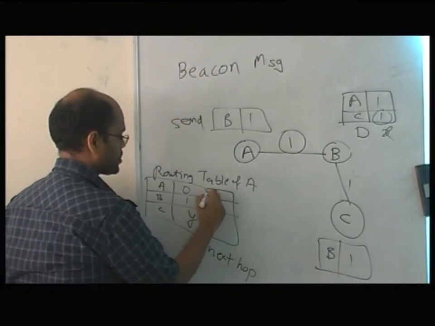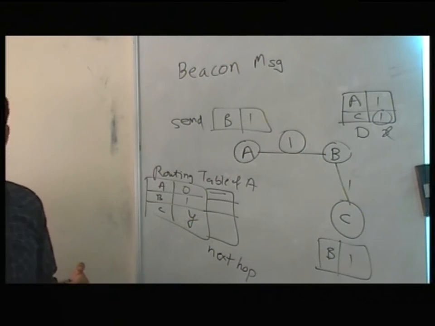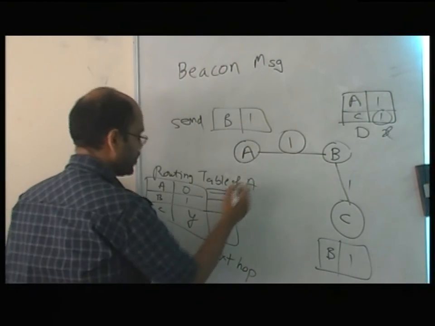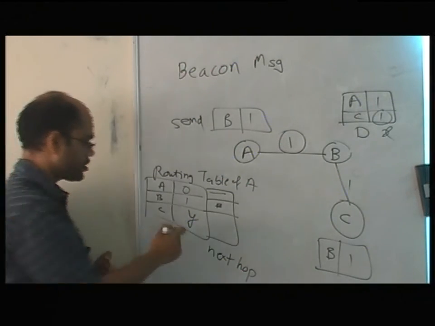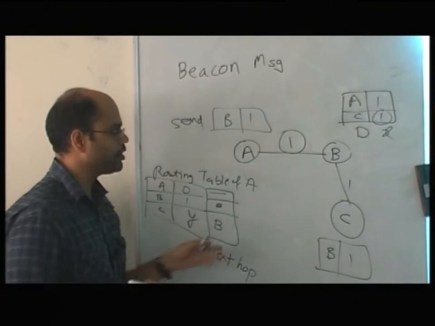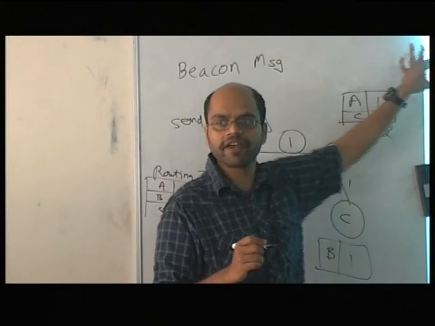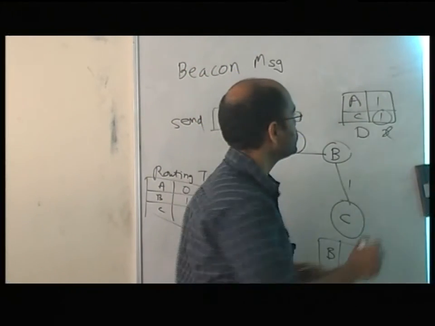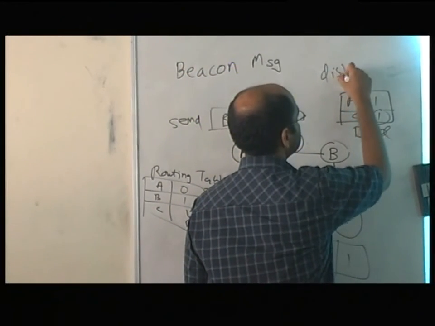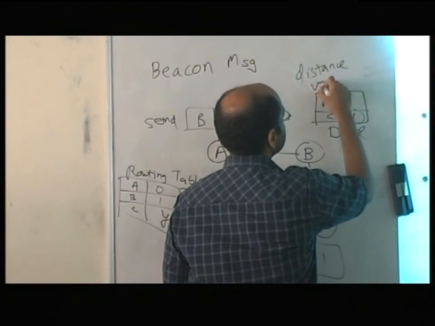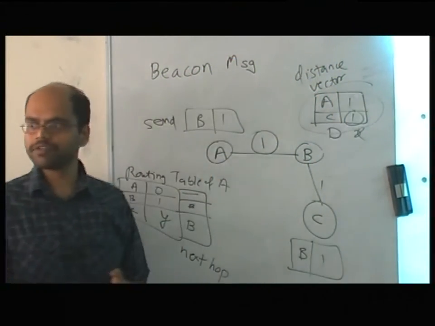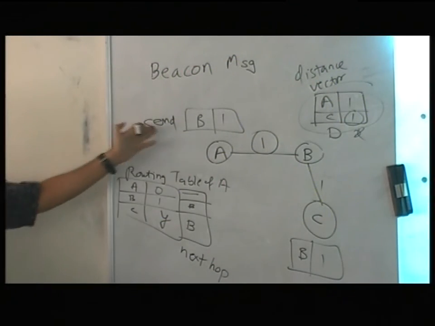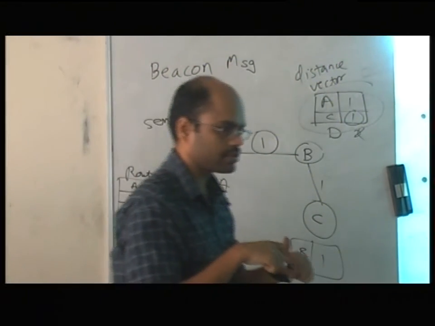Next hop is blank for A, because A is itself. If I want to go to B, the next hop is B, right? No need to send it to somebody. And here also it will be B because I use B's table or B's vector. And that's why it's called distance vector, because this is the vector that you exchange with everybody, and it contains distance, and then you use those.